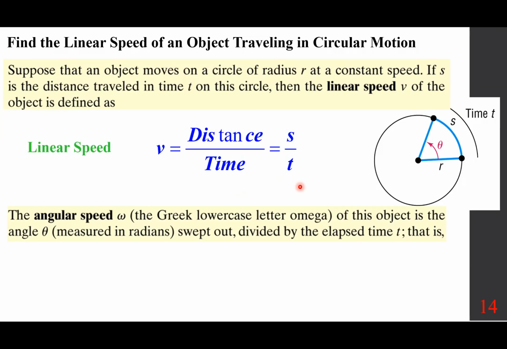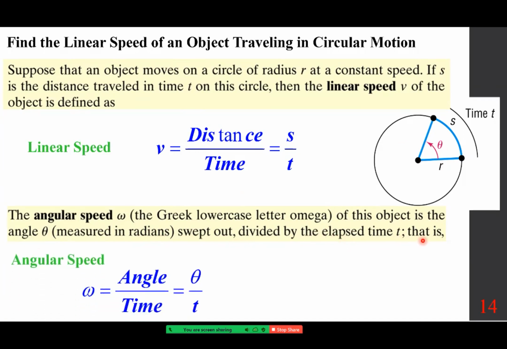Angular velocity, the angular speed omega, the Greek lowercase letter omega of this object, is the angle theta, this angle, measured in radians, swept out, divided by the elapsed time. That is, omega is the amount of angle over time, v is the amount of distance over time. So we want to be very clear as to what they mean. So angular speed, linear speed.